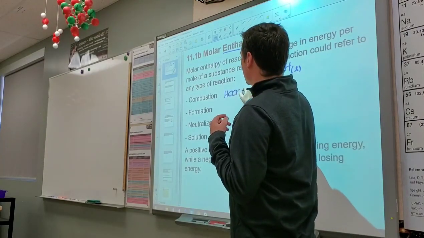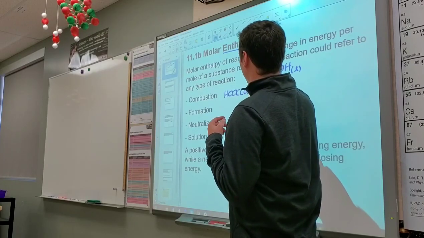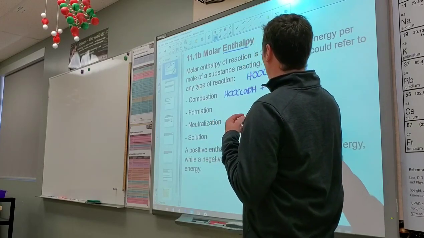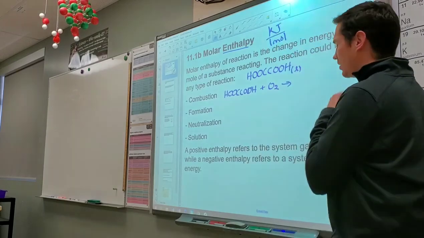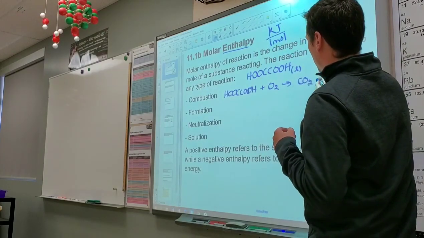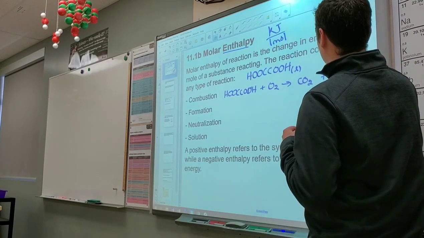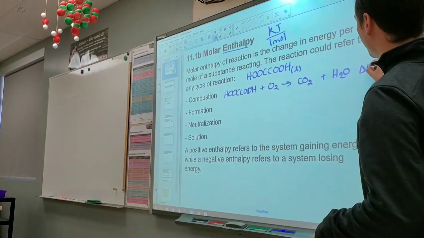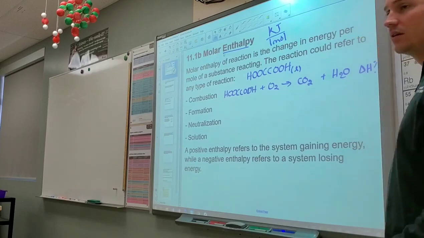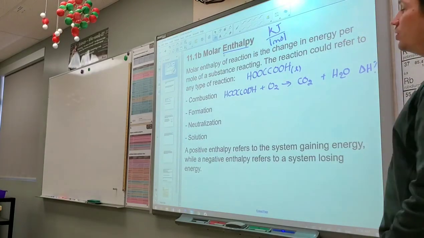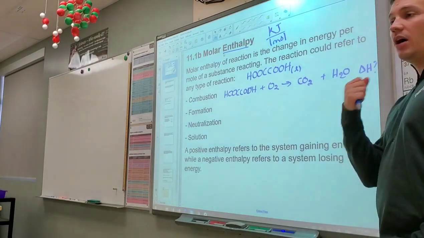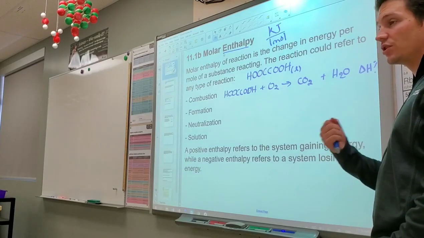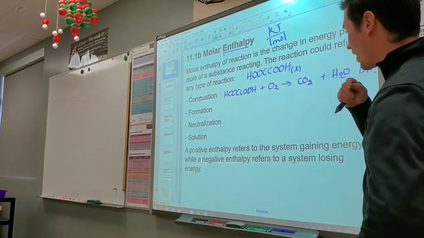I would take this and react it with oxygen, and what two things would it make? Carbon dioxide and water. And this reaction would have a very specific enthalpy. And we're going to use a very specific combination of letters to represent molar enthalpy, okay?